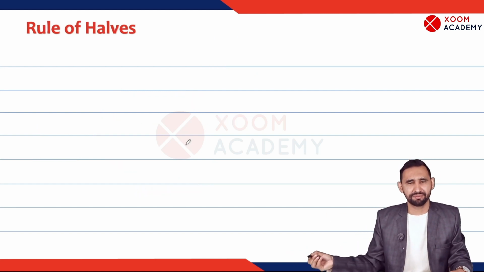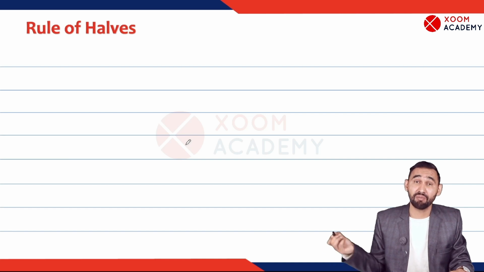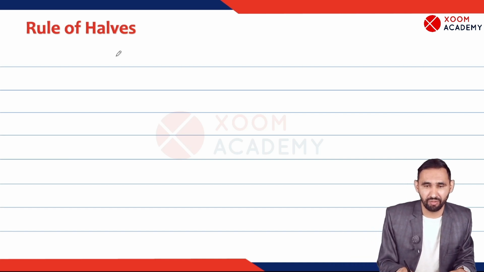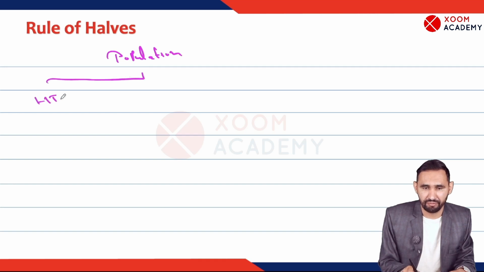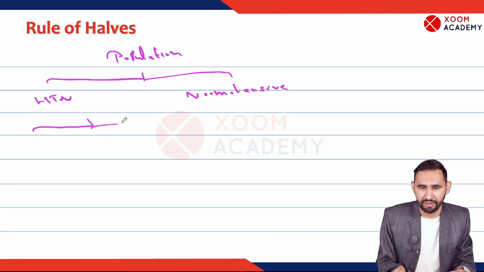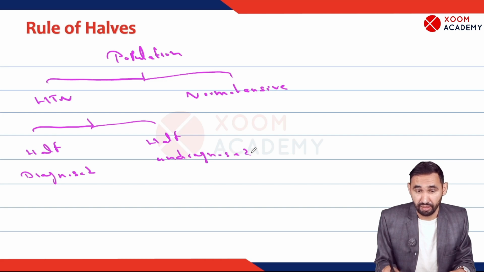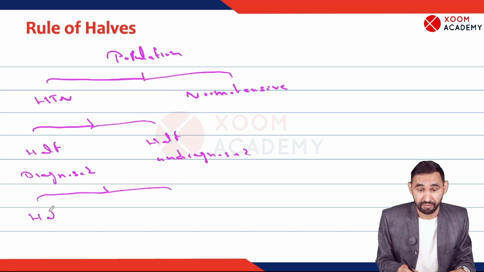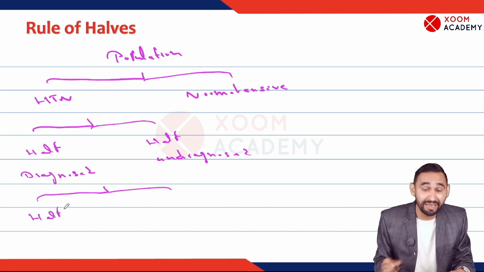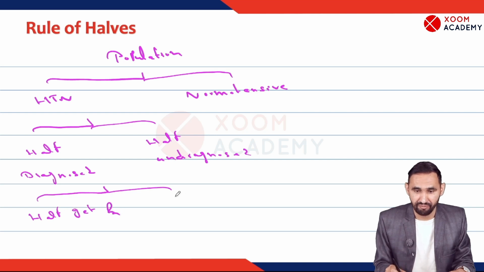What is the rule of halves? It's a common university question. Population of the world is divided into halves. Let's suppose this is the total population. We suppose half the population is hypertensive, and half of the population is normotensive. Of those who are hypertensive, half are diagnosed, half remain undiagnosed. We need to target them. Of those who are diagnosed, half get treatment. This is the problem. People are diagnosed, but they are not getting the treatment. And half remain untreated.